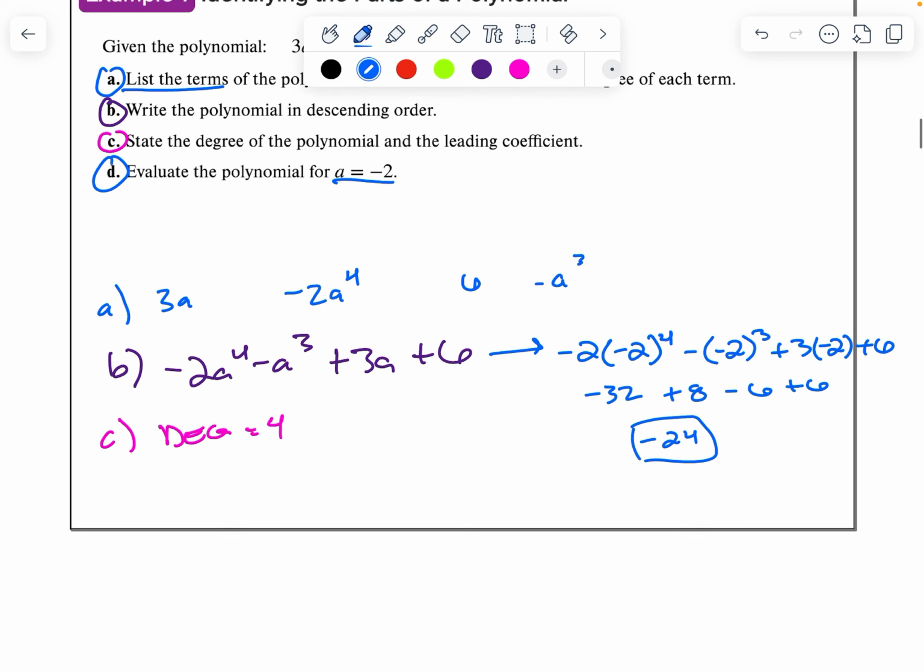So when we evaluate, we're trying to get a numerical value. And we're subbing in our value for our variable. And we're always going to sub it in parentheses.